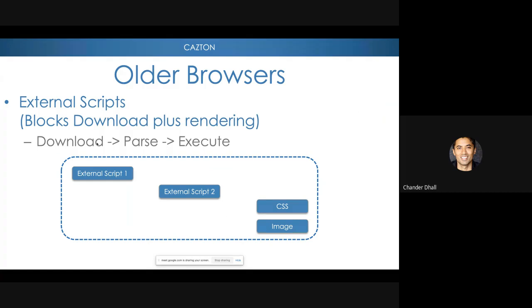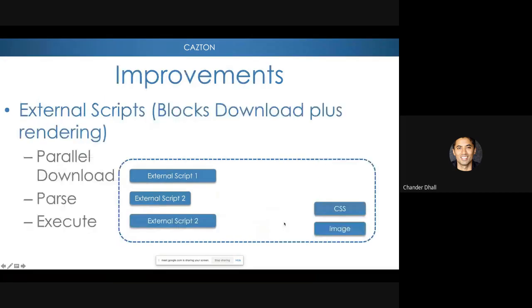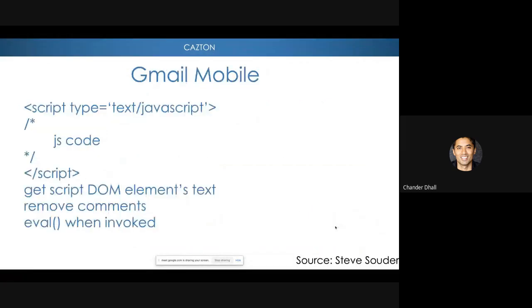Older browsers, they used to do it this way. They download the script, and then it's blocking everything, and it's parsing and then executing right here. Then you have the second script downloading and then parsing and executing, and then you could download other things that were there. Quite interestingly, they improved. They understood how to do parallel downloads, but it still has to parse and execute, and then other resources can download. So one of the things you can always do is create optimization.